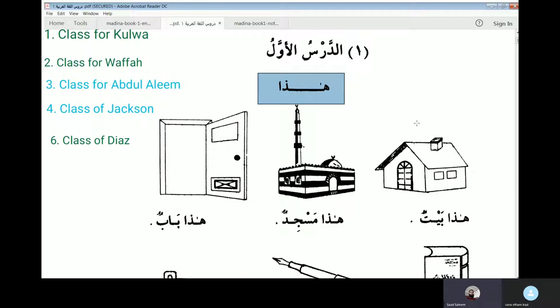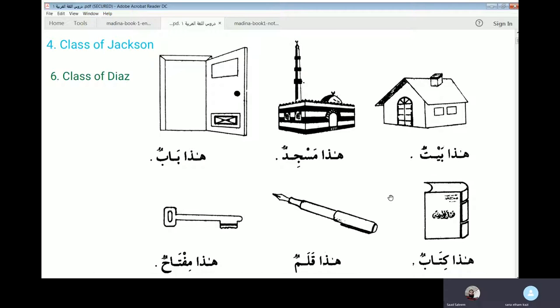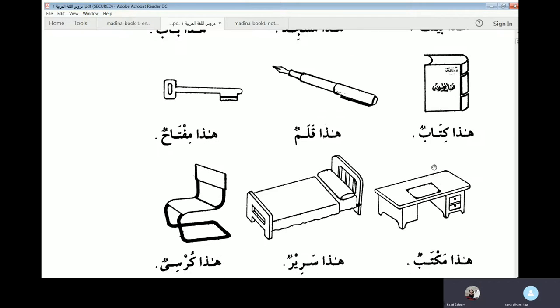Okay, now we'll start the book. So, Mr. Mujaddid, start reading and translating these sentences. Hadha baitun. This is a house. Hadha masjidun. This is a mosque. Hadha babun. This is a door. Hadha kitabun. This is a book. Hadha kalamun. This is a pen. Hadha miftahun. This is a key.